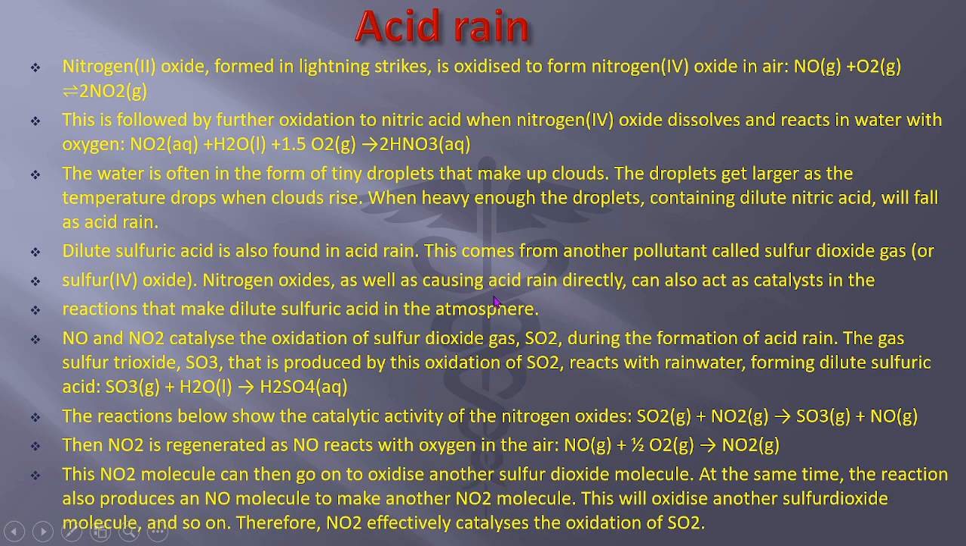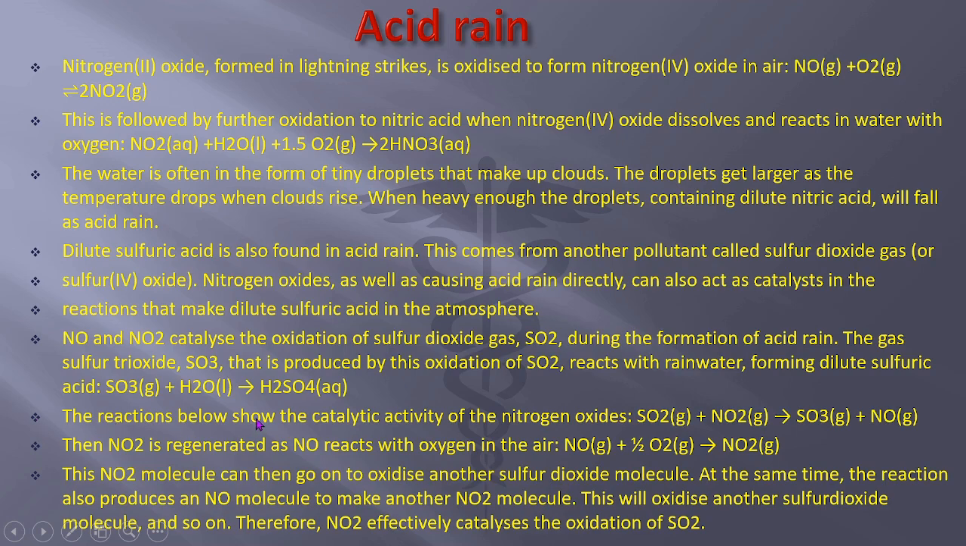So nitrogen oxides, as well as causing acid rain directly, can also act as a catalyst in the reactions that make the dilute sulfuric acid in the atmosphere. You can see here NO and NO2 catalyze the oxidation of sulfur dioxide during the formation of acid rain. This gas, sulfur dioxide, is oxidized to SO3, which reacts with rainwater forming dilute sulfuric acid. You can see here SO3 plus water gives H2SO4.